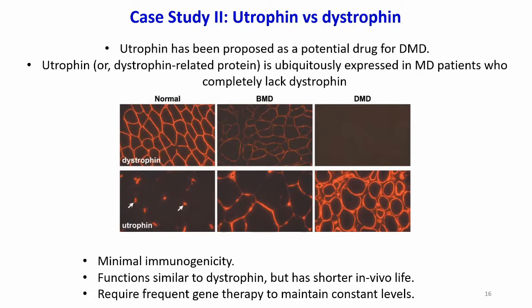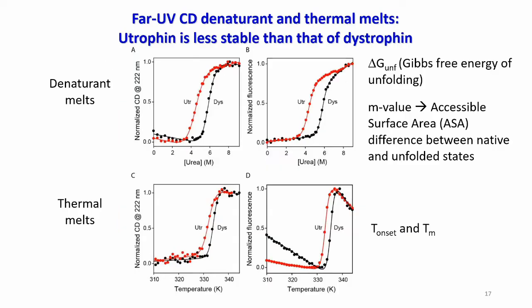So can we find out the biophysical reason why utrophin has a much shorter in vivo life compared to dystrophin? For that, we again use circular dichroism as well as fluorescence, and here we are measuring the denaturing melts as well as the thermal melts. The top left panel shows the CD, circular dichroism at 222 nanometers, which is the stability of the secondary structure of dystrophin versus utrophin.